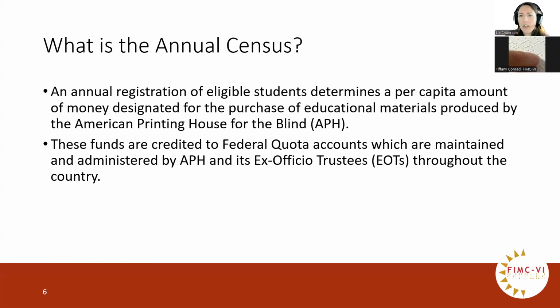These funds are credited to federal quota accounts, which are maintained and administered by APH and its ex officio trustees throughout the country. So if you have ordered APH products from us before, then the annual census is what allowed us to have the funds to provide those APH products to you for free. And we're going to go into more details about what some of these things mean in the coming slides.